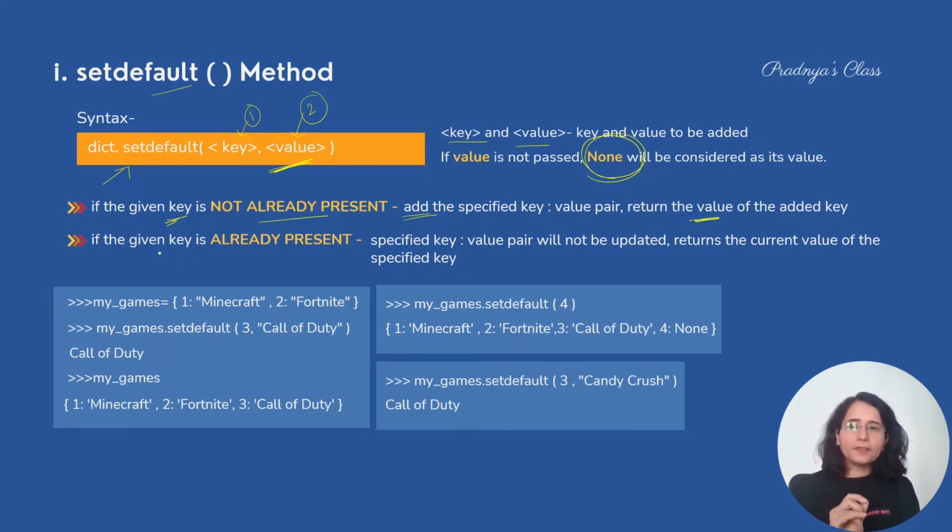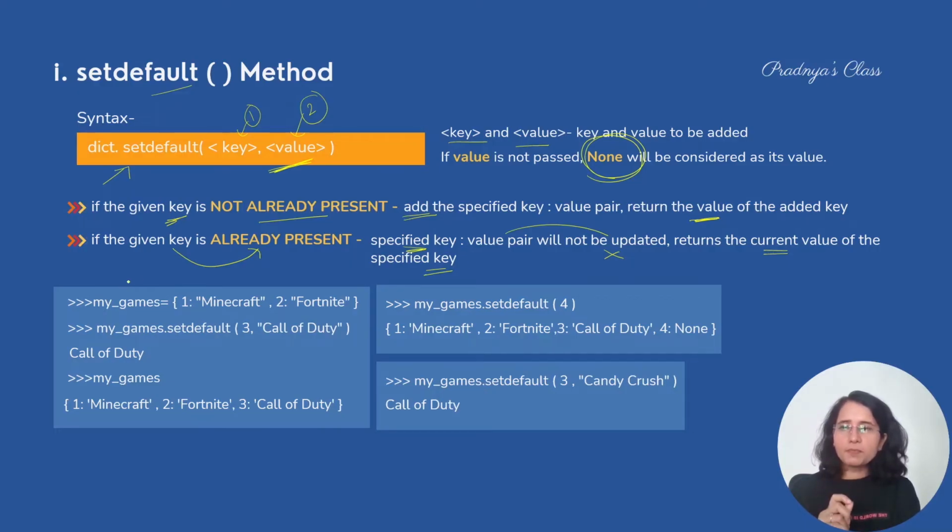But what if the given key is already present in the dictionary? Then the specified key value will not be updated in the dictionary, and it will return the current value of the specified key. Means it will return the value of the key which is already present in the dictionary.